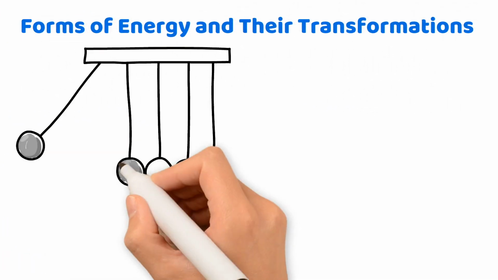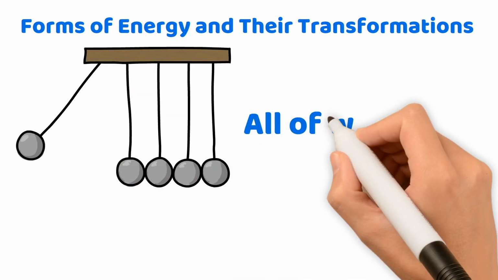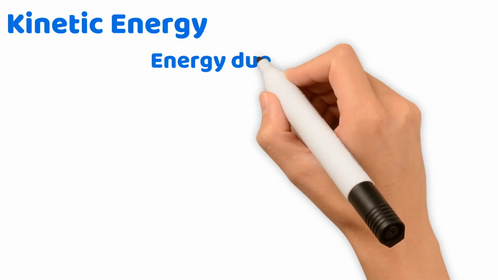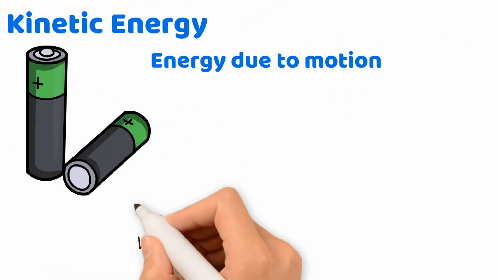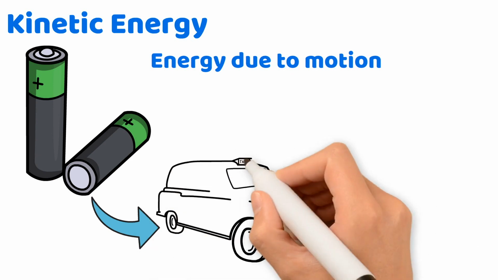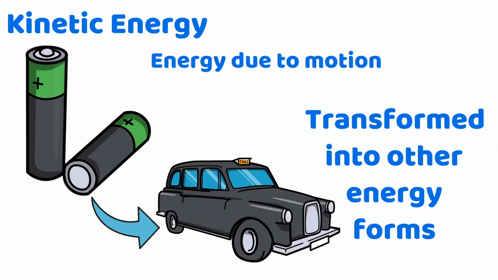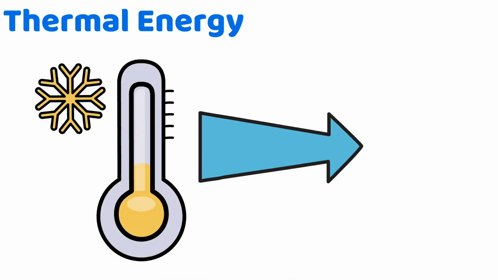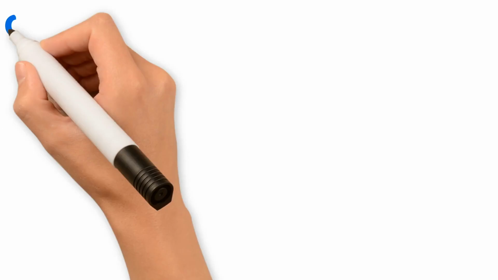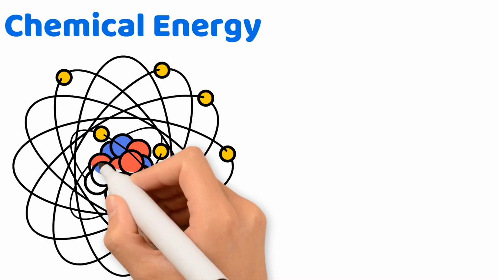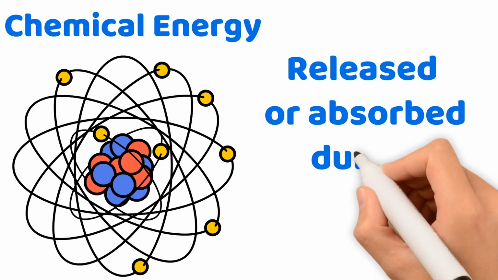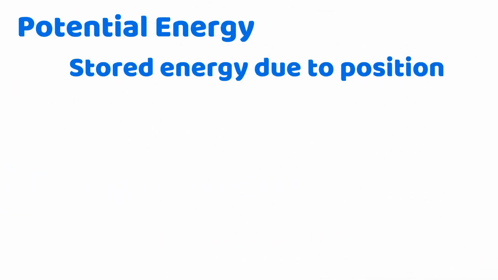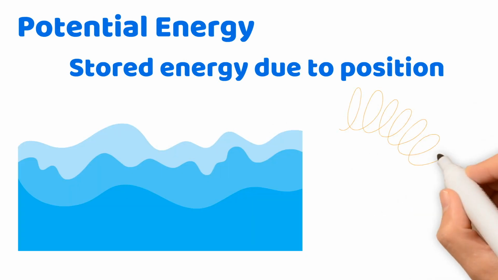Forms of energy, and their transformations. Energy can exist in various forms, all of which can transform from one type to another. Kinetic energy, energy due to motion. Anything that moves has kinetic energy, which can be transferred between objects or transformed into other energy forms. Thermal energy. This form of energy is associated with the temperature of an object and is transferred through heat. Chemical energy, stored in the bonds of chemical compounds and released or absorbed during chemical reactions. Potential energy, stored energy due to position, such as water held behind a dam or a stretched spring.